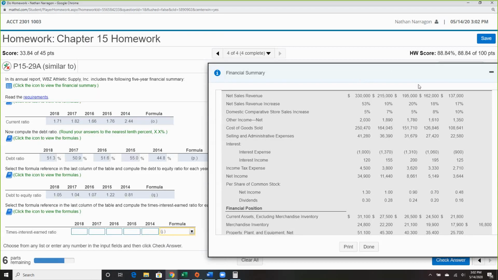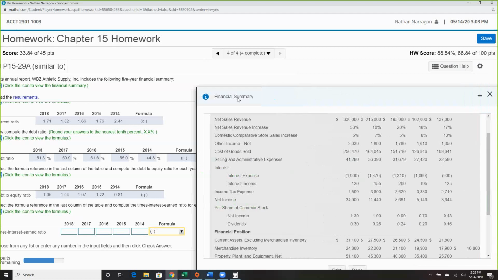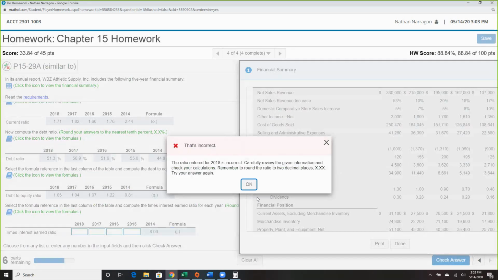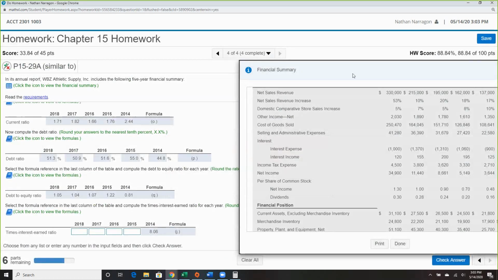See how many decimal places it wants? It wants 2. So 8.06. Yep. Okay. Just double making sure.